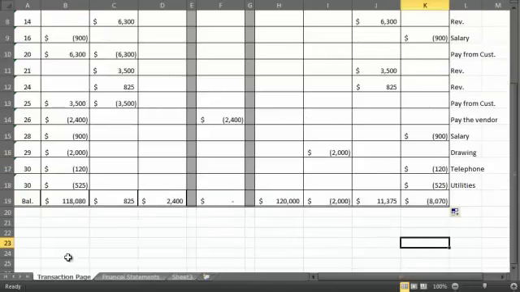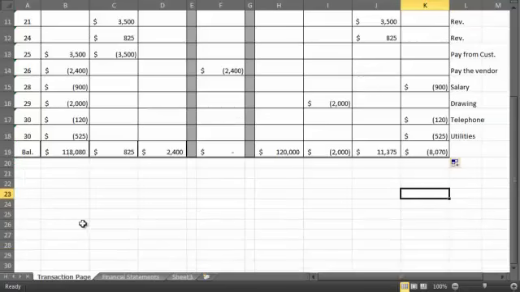Okay, we've summed up each of the columns, otherwise added everything together, negatives to positives, all that fun stuff. Our cash has a balance of $118,080. Accounts receivable still has a balance of $825. Equipment has a balance of $2,400. Accounts payable has a balance of $0. Capital has a balance of $120,000. The withdrawal account has a negative $2,000 balance. Our revenues has a balance of $11,375, and our expenses have a balance of $8,070 negative.